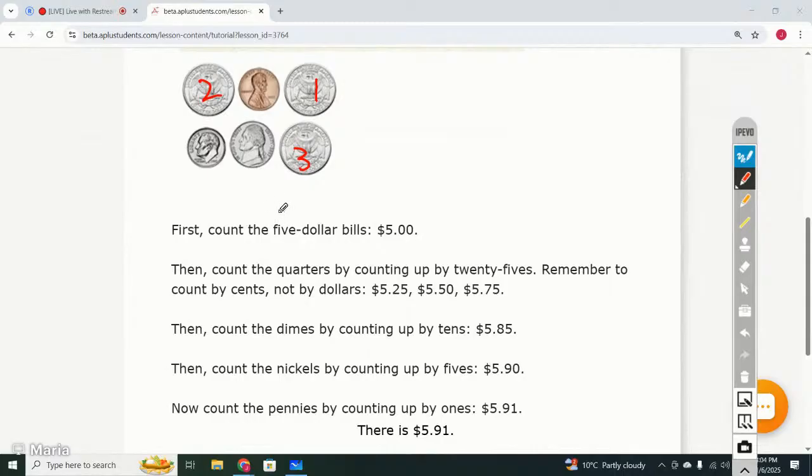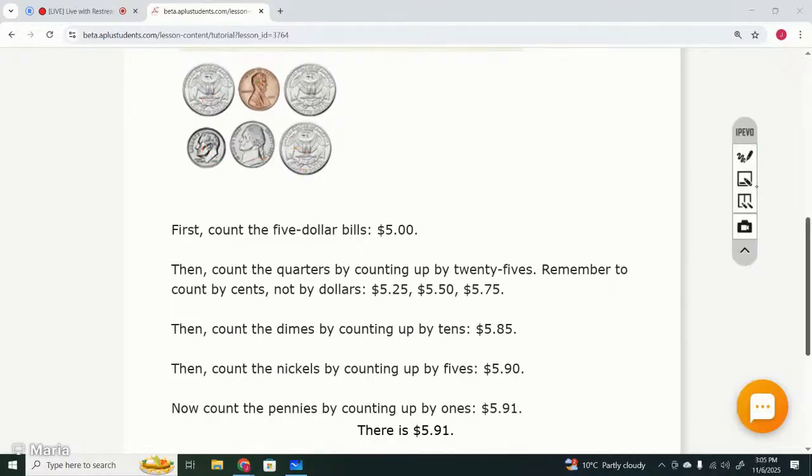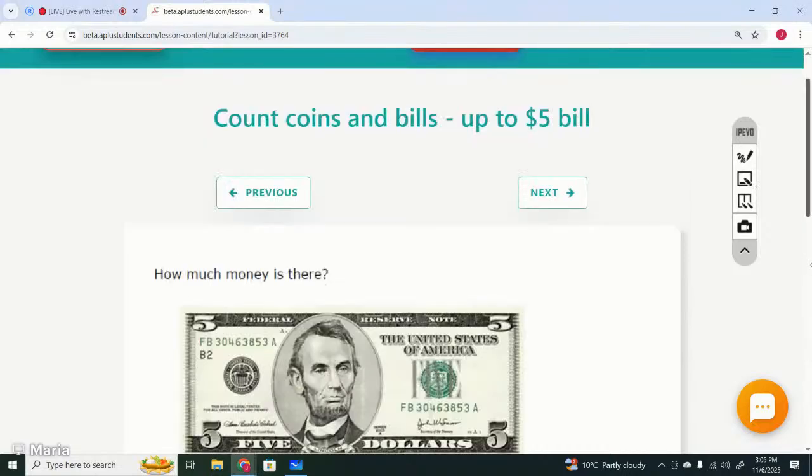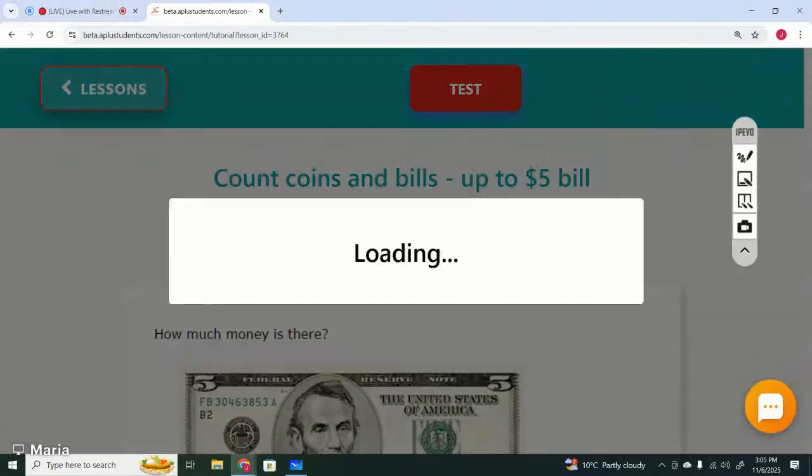Now we have the nickel. We have only one nickel, right? We have only one dime, so we can count the dimes by tens. So add the 10, so that makes 5.85. And then we have one nickel. We can count the nickel by 5, so that is 5.90. And then we have a penny. We can count the penny by ones. So the correct option is $5.91. Got it?